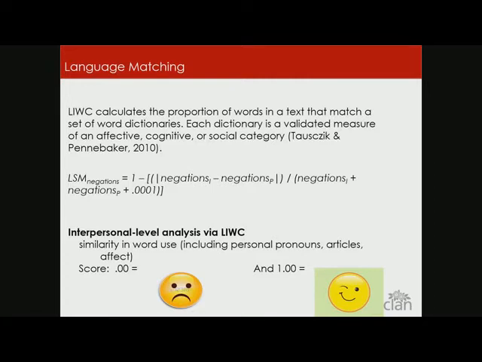What this does is it gives a score between 0 and 1. So I've got a sad face here. A score of 0 suggests there's not really a lot of matching going on. There's not a lot of synchrony between the two accounts. Whereas a score of 1 indicates perfect synchrony between them both. And obviously there's degrees in between, which give an indication of how much matching is occurring between the two.